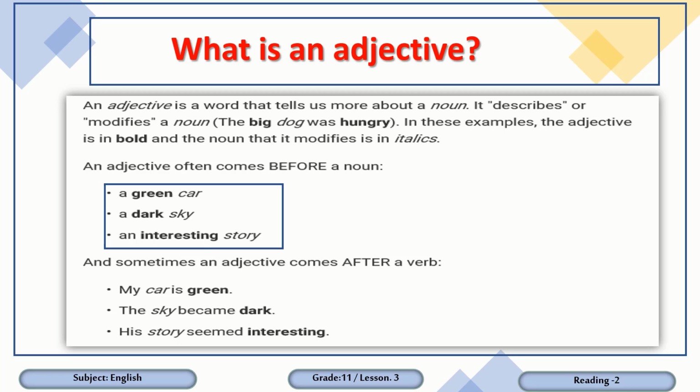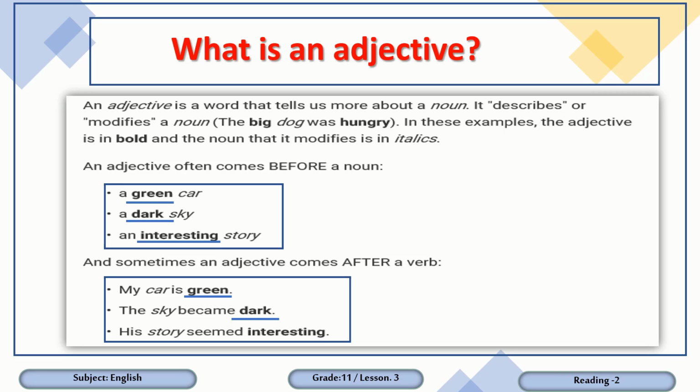Let's have some examples. An adjective often comes before a noun. A green car, a dark sky, an interesting story. So green, dark, and interesting are three adjectives. They are modifying these three nouns, car, sky, and story. And sometimes the adjective comes after a verb, as in these examples. My car is green. So here is green, the adjective, comes after is. The sky became dark. Here is dark, came after became. And here the story seemed interesting. So interesting came after seemed. Okay.